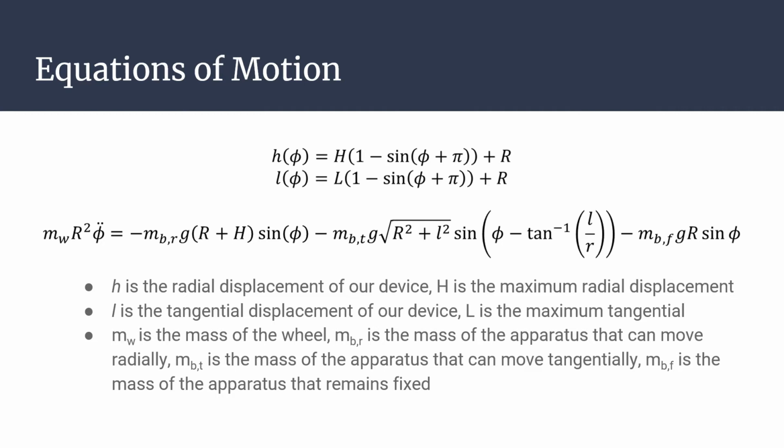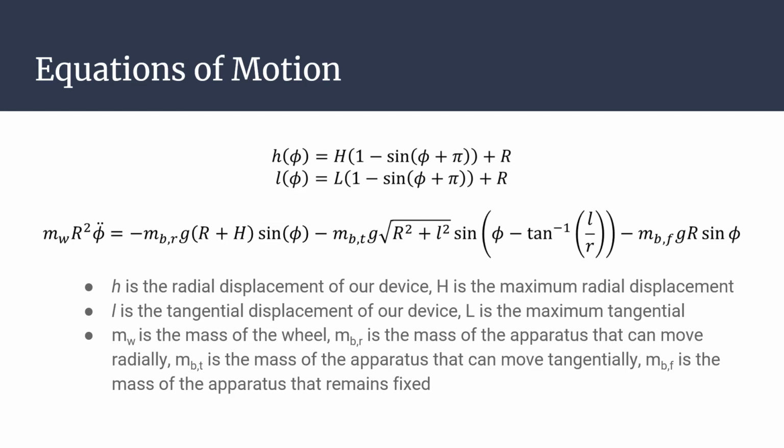Similarly, the tangential displacement of our wheel is described with a very similar, almost identical equation, simply replacing that H with an L, where that capital L is the maximum displacement tangentially our device is able to achieve, and again r is just the radius of the wheel. Combining all of that together, we receive this third equation where the term on the left, m sub w times r squared times phi double dot, is simply the rotational inertia of our wheel, m r squared, which we were able to achieve by, as Colton said, approximating our wheel as a thin hoop, and that phi double dot is simply the angular acceleration of our wheel.